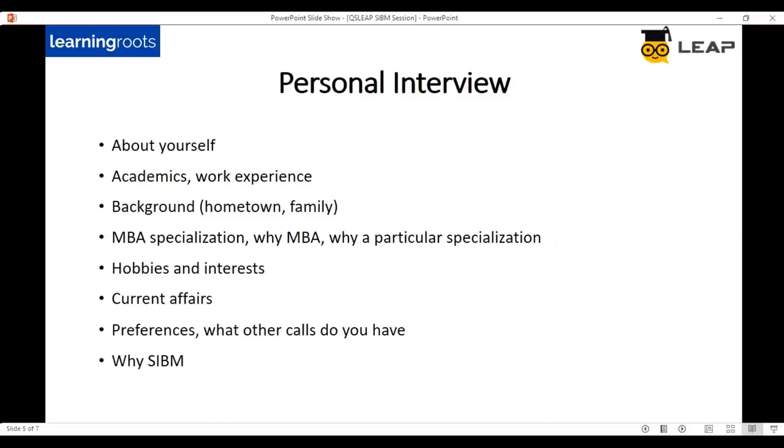And why a particular specialization? So if you want to specialize in finance, why? There has to be some answer to that question. It won't happen that one day you woke up and decided that I want to specialize in finance. So the reasoning of it has to be there at the back of your mind, and if you write these answers down, then in the interview you will actually be able to communicate in a much better way.